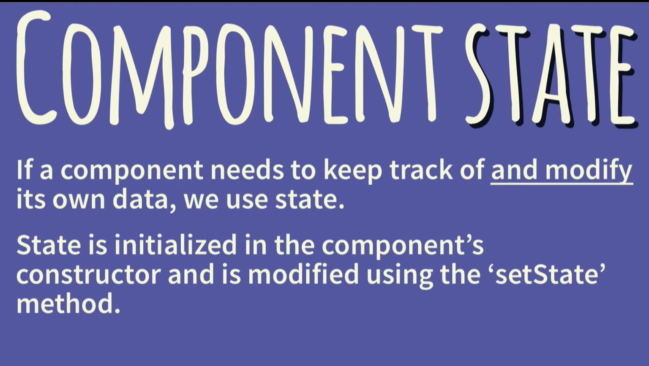All right, so state. That's the data we use to manage our component. If we need to change anything, it has to go in state. It cannot go in a prop. Now, we could put something out of a prop into state and then mess with it there. We could do that. It's initialized in the component's constructor, and it's modified using the setState method. You do not modify state directly, for reasons that we'll explain.